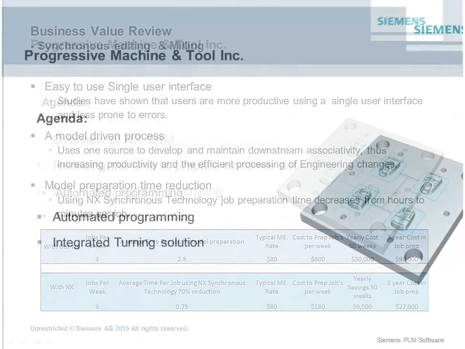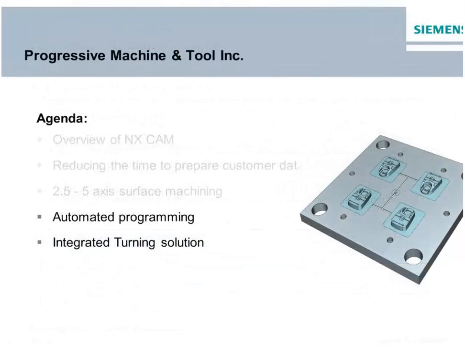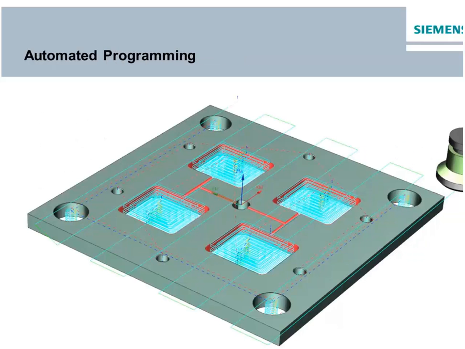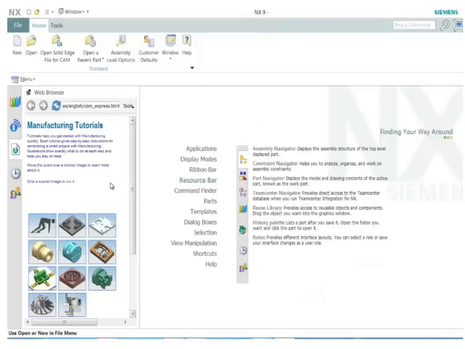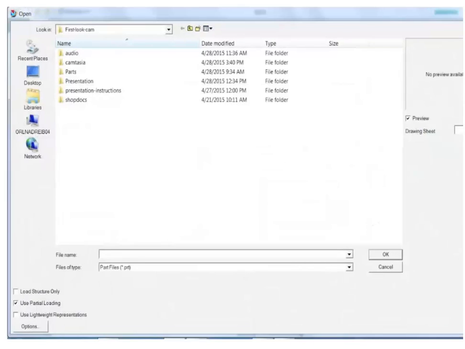Okay, let's get back on track on our agenda. Let's take a look at the automated programming for doing the mold plates. Okay, here we go, let's take a look at feature-based machining, and again, it starts the same way. We're going to just open a part.